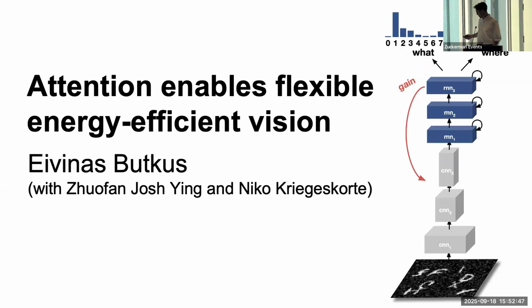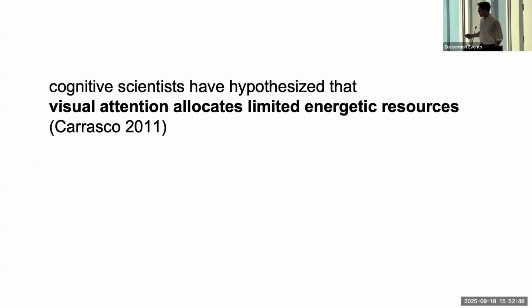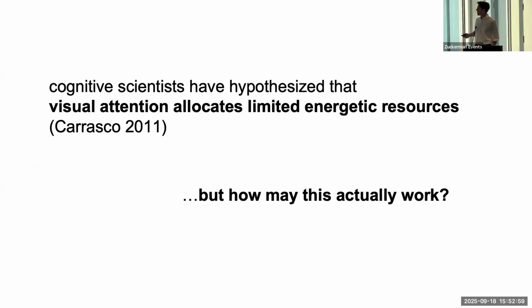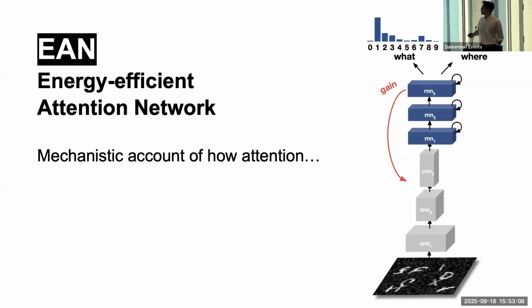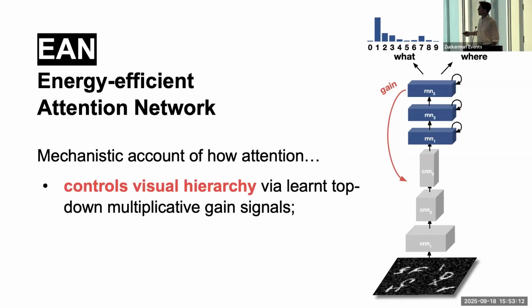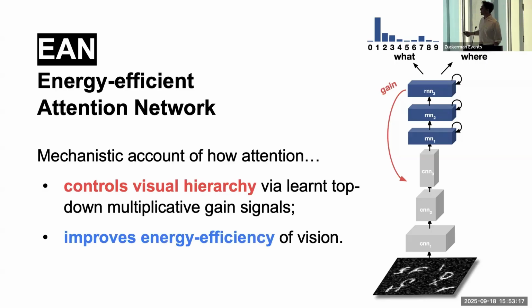Flexible Energy Efficient Vision. So cognitive scientists have long hypothesized that the function of visual attention is to allocate limited energetic resources. And in this project we asked, but how may this actually work? And our answer is a model. EEAN stands for Energy Efficient Attention Network, which provides a mechanistic account of how attention controls the visual hierarchy via learned top-down multiplicative gain signals, and how these sorts of mechanisms may improve the energy efficiency of vision.